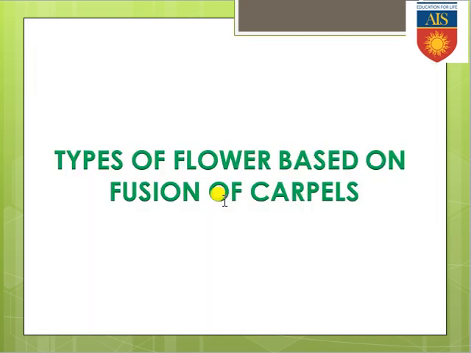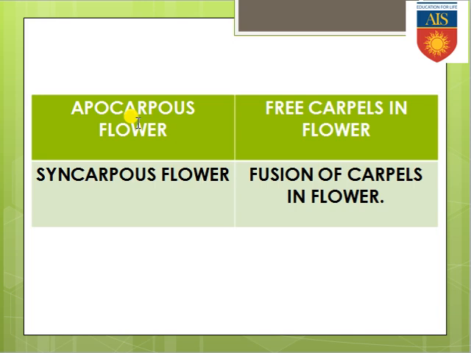Going to the next, that is the types of flower based on the fusion of carpels. Now we have discussed the number of carpels and the types of flowers. Now based on the fusion of carpels, how many types of flowers can we see? Mainly there are 2 types of flowers. One is syncarpous, another one is apocarpous.